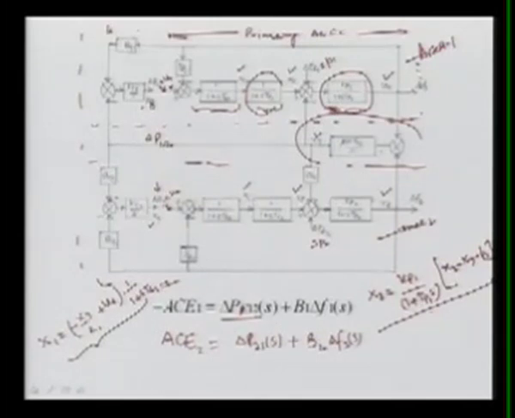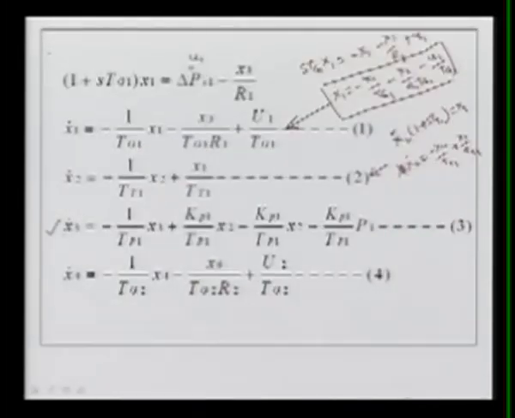So we can again multiply here, and then we can write this x3 dot. In other words, we can get this expression for x3: x3 dot will be equal to minus 1 upon Tp1 x3. You can see x2 is here, because if 1 plus sT is there, one term will be with the negative of this, plus Kp1 upon Tp1 x2 minus x7, so this coefficient will arise, plus minus Kp1 upon Tp1 Pd1. Let us call it equation 3.